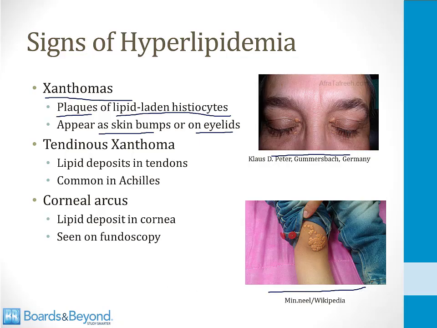Sometimes xanthomas occur over the Achilles tendon in the leg. These are called tendinous xanthomas, and that's another classic finding of hyperlipidemia. And then finally, on fundoscopic exam of the eye, you can sometimes see a finding called a corneal arcus. These are lipid deposits in the cornea. If you Google this, you can see lots of pictures of what a corneal arcus looks like on fundoscopy.